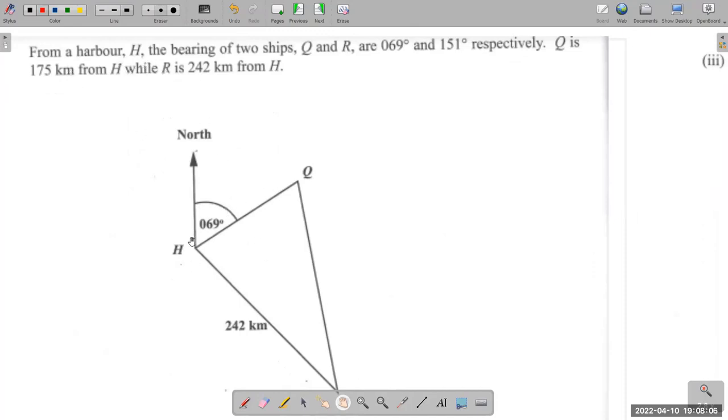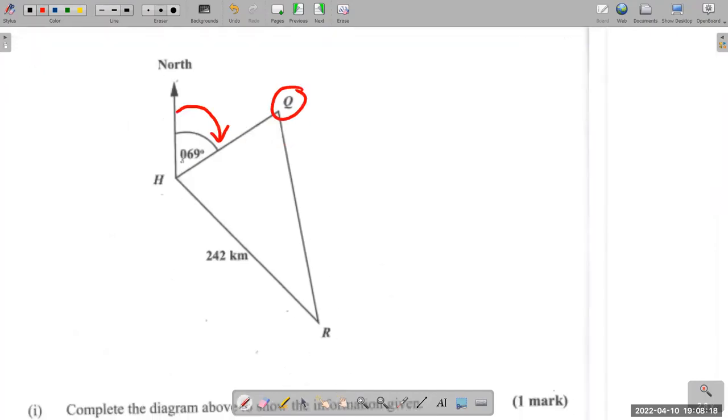From a harbor H, good. The bearing of two ships. So that means it's two bearings. Let me show you. This is the first bearing. That's the ship Q. And where's the second bearing? Straight over to R. Everybody see that?